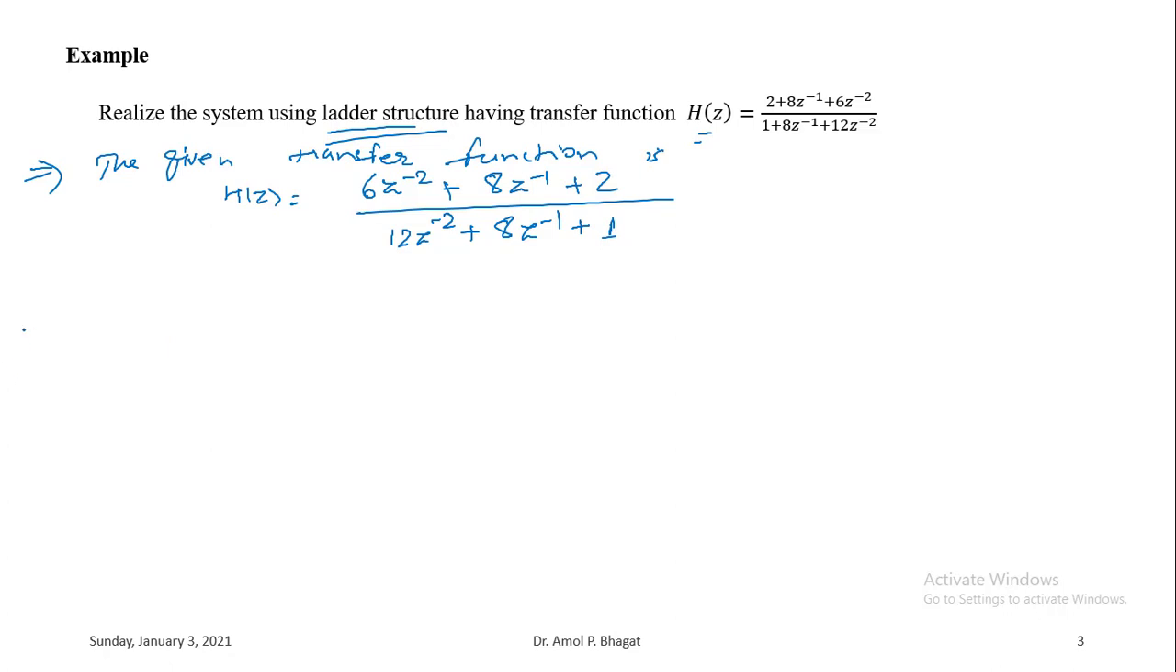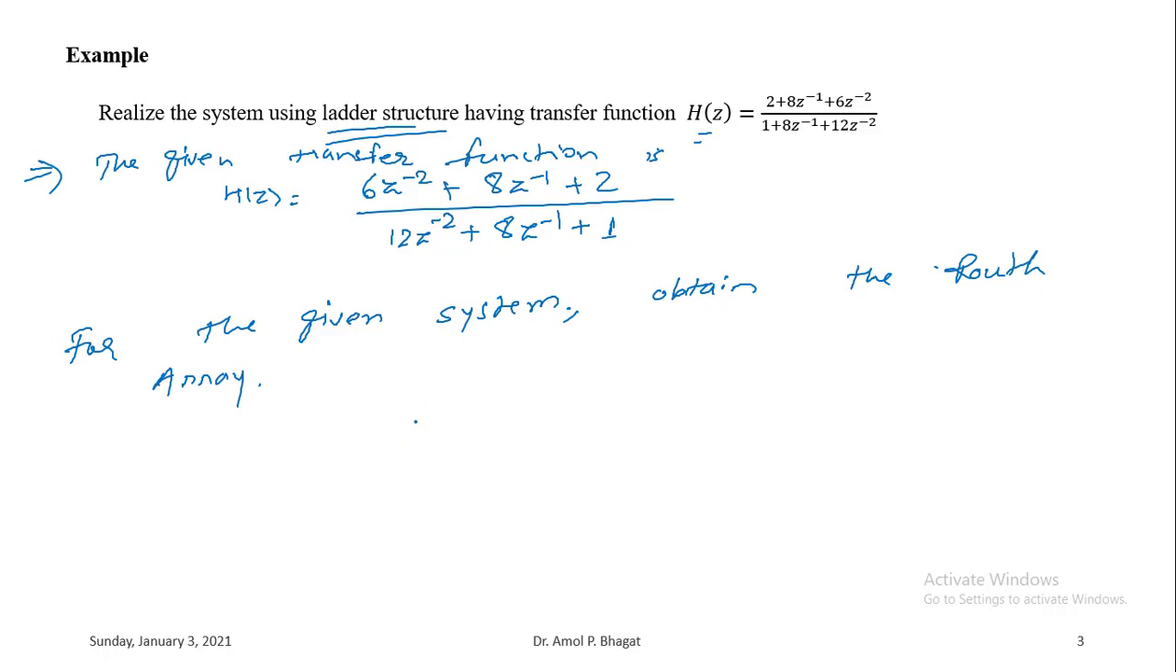By taking the z transform of that difference equation, you can obtain H of z. So for the given system, we obtain the Routh array. How will it be obtained? You have to use these coefficients of the numerator and denominator polynomials to obtain the Routh array.